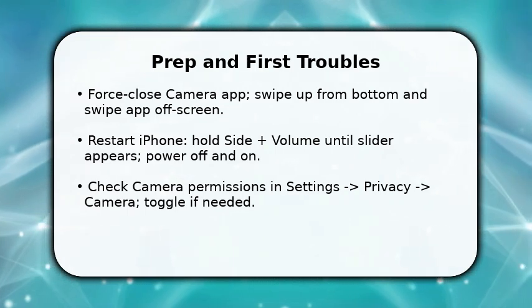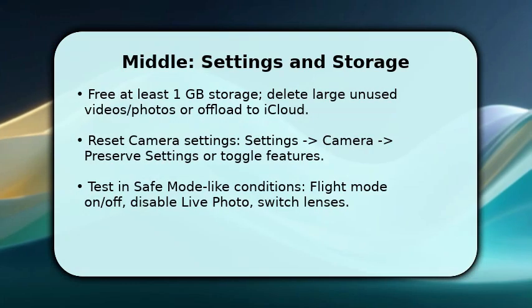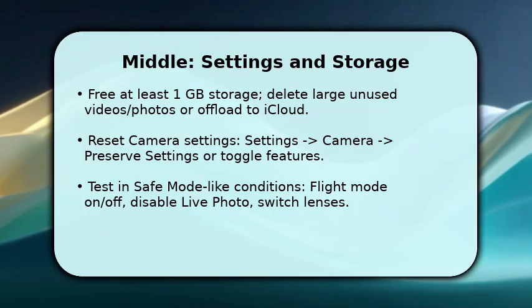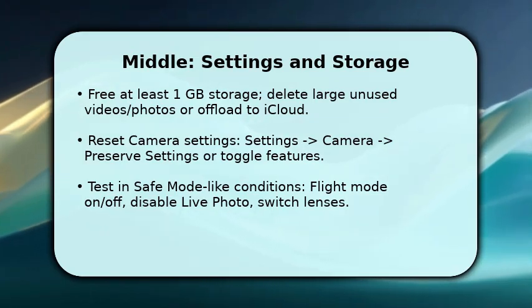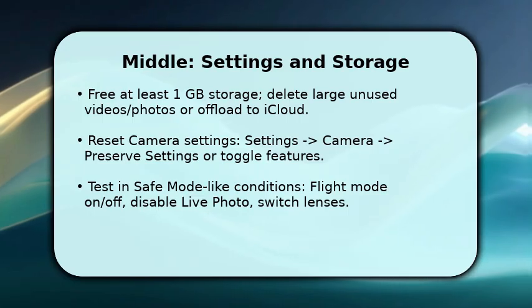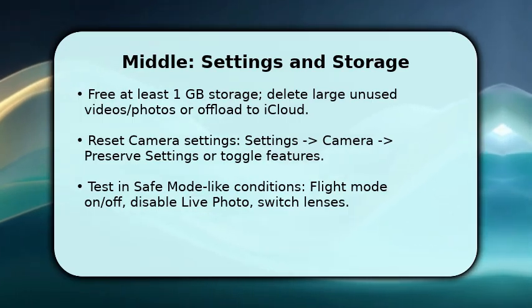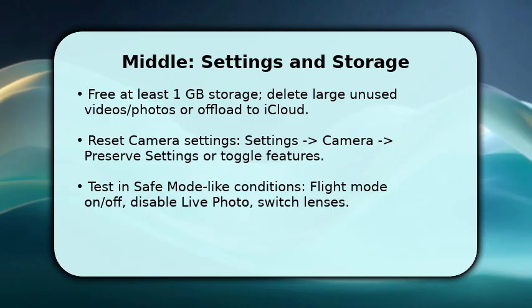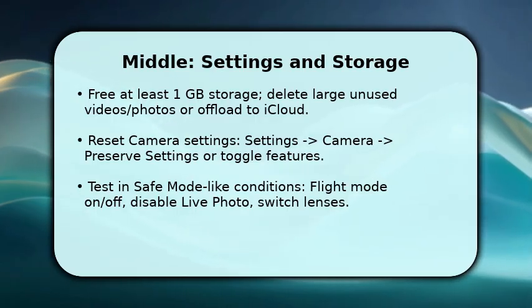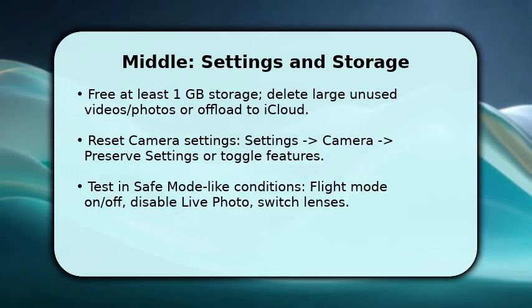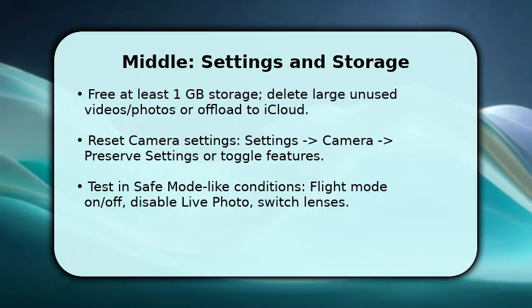Now you tackle configuration and resources. First, free at least 1 GB of storage because low space can block camera writes. Offload to iCloud or remove big videos. Then reset camera-specific settings by toggling Preserve Settings options and turning off advanced features like Live Photo or Pro RAW, which can cause processing failures.